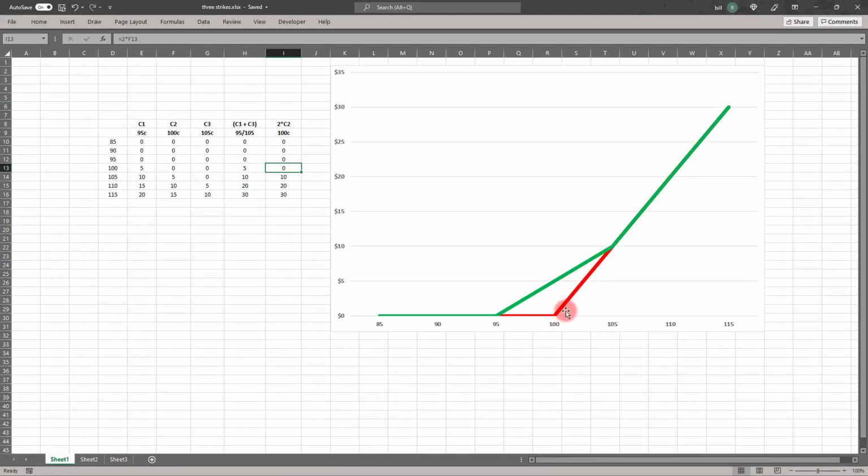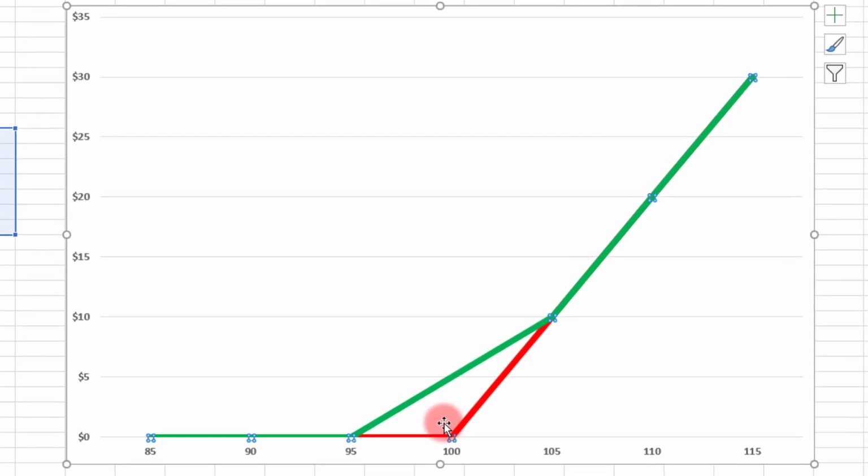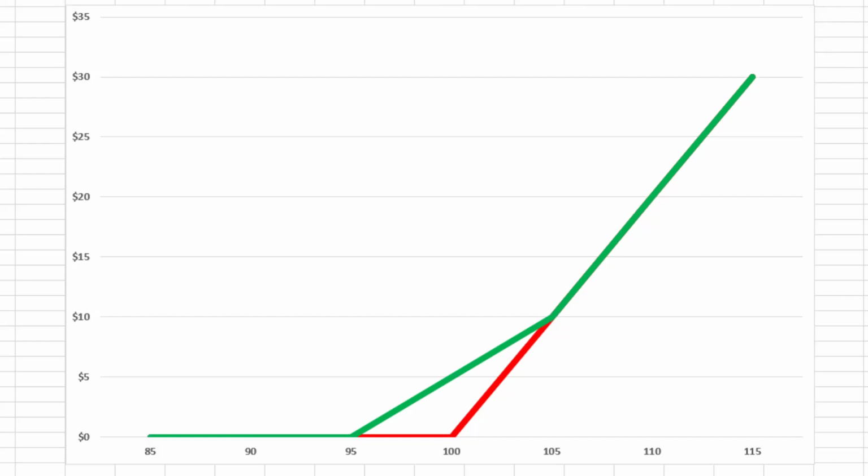So here are the 2 graphs. In red is the second trader who has 2 of the $100 calls. The trader in green is the trader who has the 95 and the 105s. So notice what's happening here. As the stock starts moving up, it hits 95, trader number 1 has an option that's going in the money. 1 contract, and that's why he's got 100 deltas here going off.